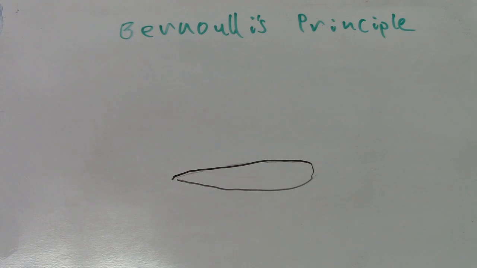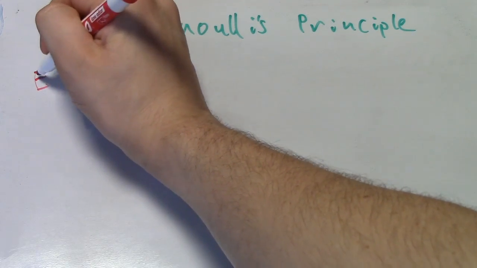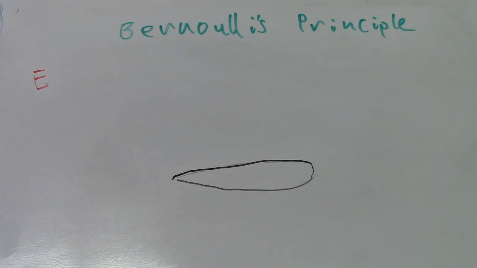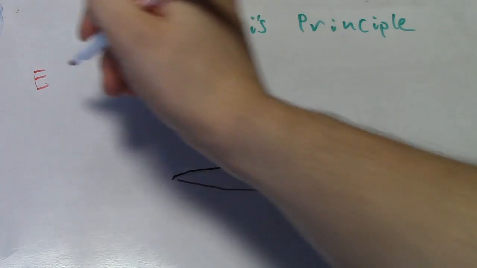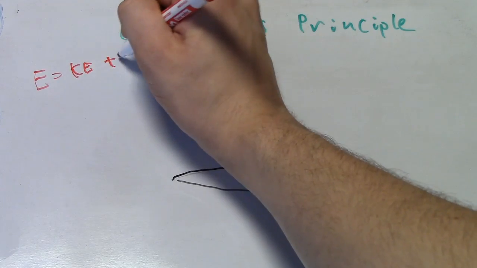Now, this can be explained through conservation of energy. Let's say we have a section of fluid with a given amount of total energy, E. Now, for the most part, this energy is constant. It cannot increase or decrease. Again, for the most part. Now, for the purpose of this example, let's say that that fluid's total energy is equal to its kinetic energy plus its pressure.